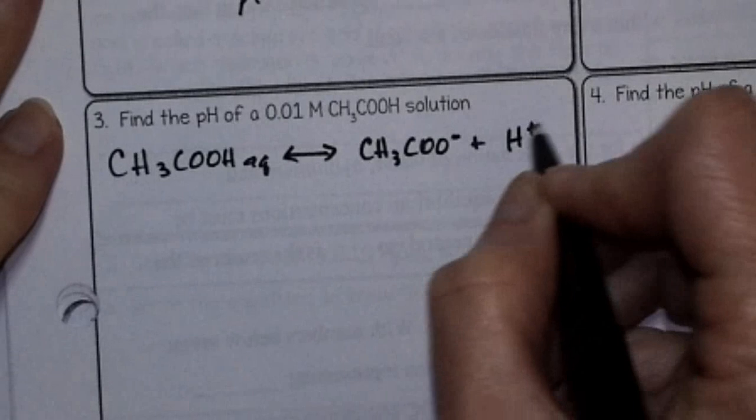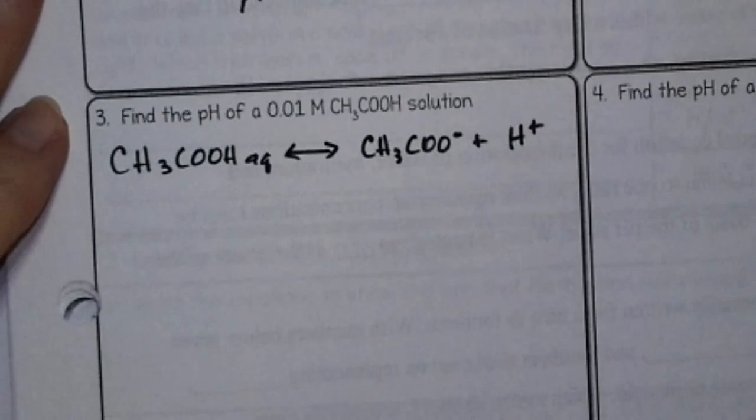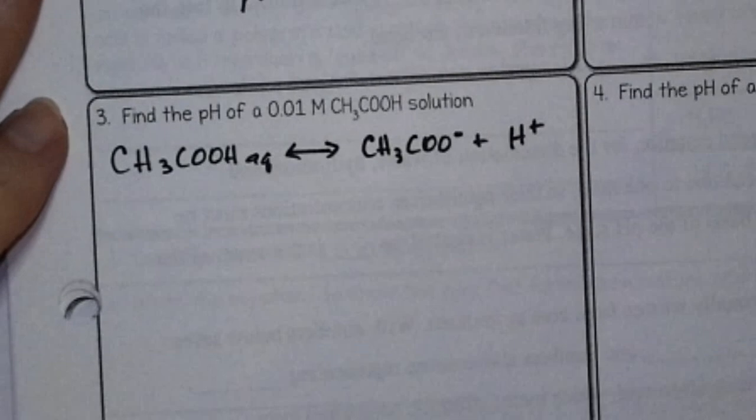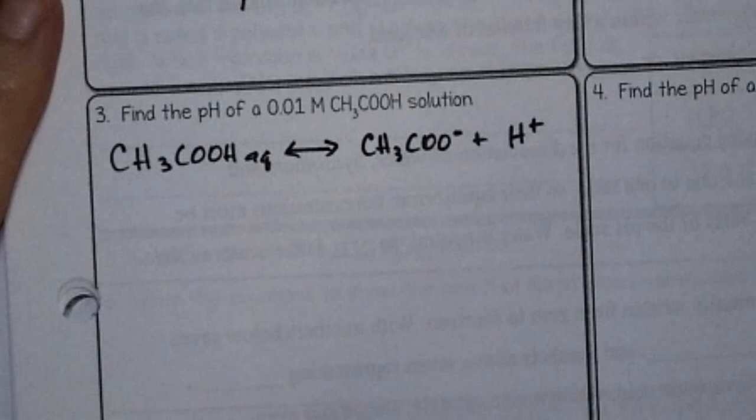If I'm doing a weak acid, I know I'm going to do a RICE table. So here's my R, I, C, E. Here's my RICE table.